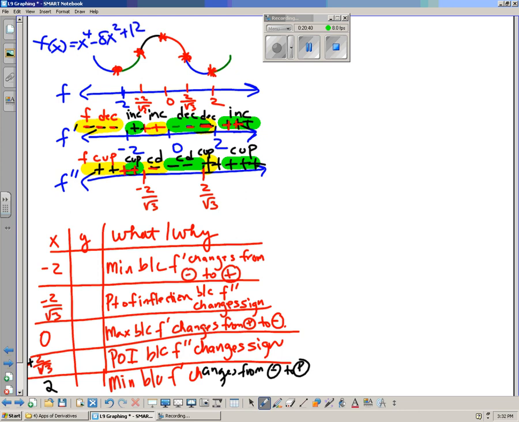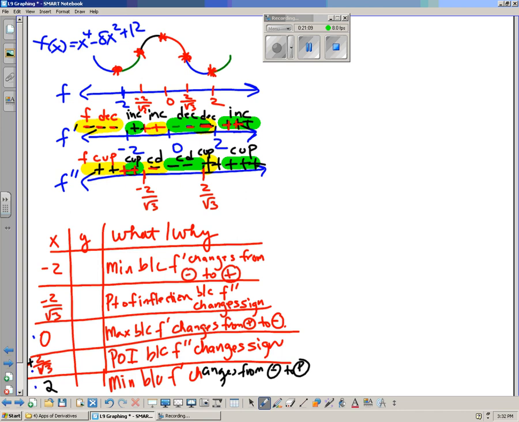By the way, if you notice, if you plugged in a positive, say positive 5, you're going to raise that to the fourth, that's going to give you a positive. And then you raise it to the second, that's going to give you a positive. If you plugged in negative 5, you're going to get the same answer, because raising to the fourth and raising to the second, you get positive answers no matter what. So I'm just going to get the values for 0, 2 over root 3, and 2, and then we know we have some symmetry here.